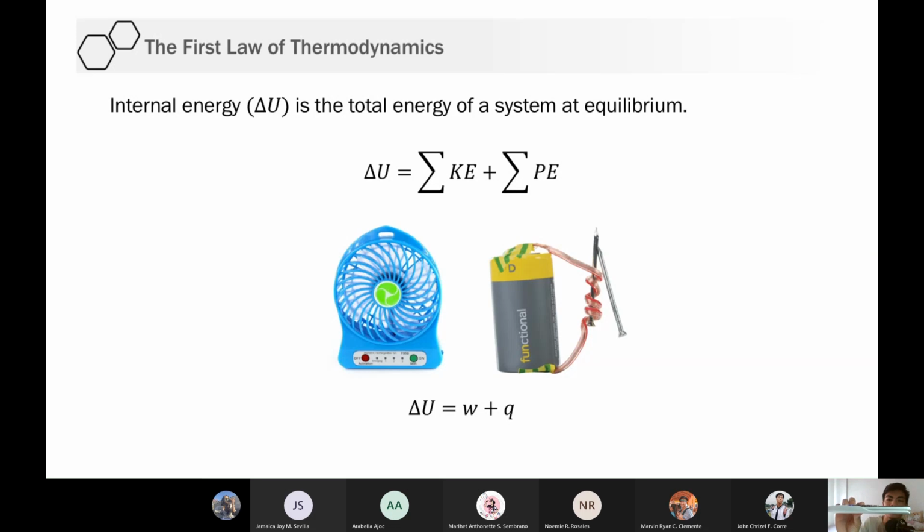Paano ko mako-compute yung internal energy? Ito yung sabi sa physics: you should add all the kinetic energy and you should add all the potential energy. Pag pinag-add mo yan, you will get delta U. Madali ba yan gawin?